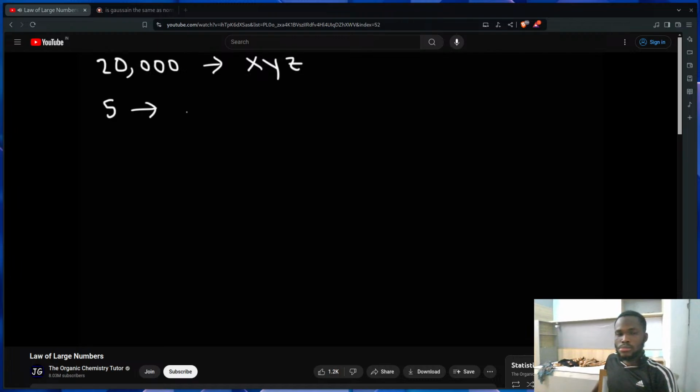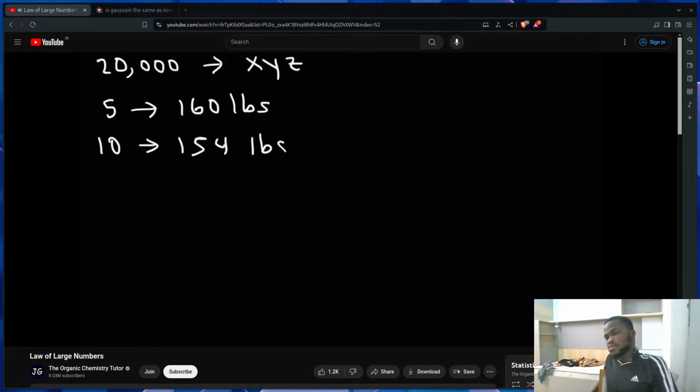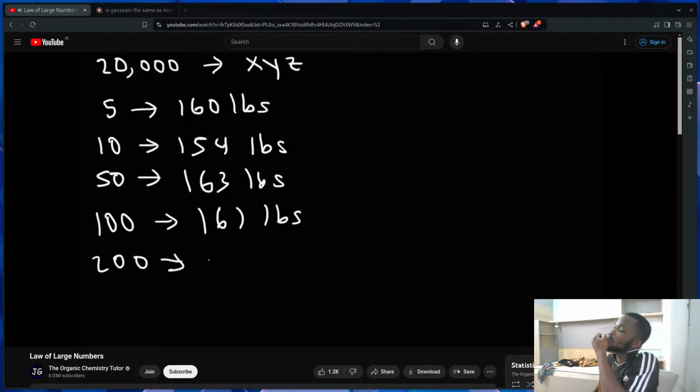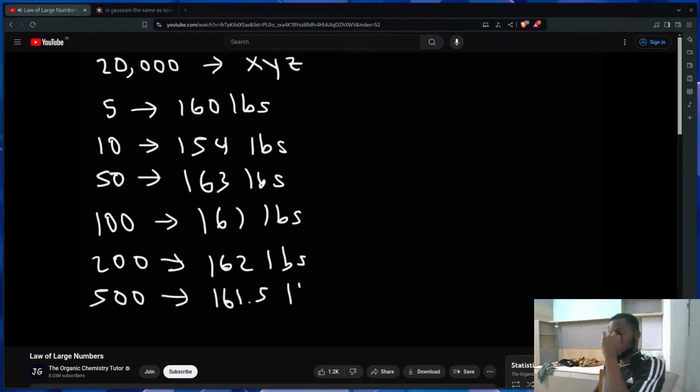The average weight may be 160 pounds. Let's say if you take 10 individuals and you measure their weight, the average weight might be 154 or something. Now let's say if you measure the weight of 50 individuals, that number's going to change. It might be 163. And let's say if you measure the weight of 100, that might be 161. But eventually, as your sample size increases, these values will converge. Let's say if you measure 200 individuals, it might be 162. Or if you measure the weight of 500, it might be 161.5. And so notice the value we're getting closer to.